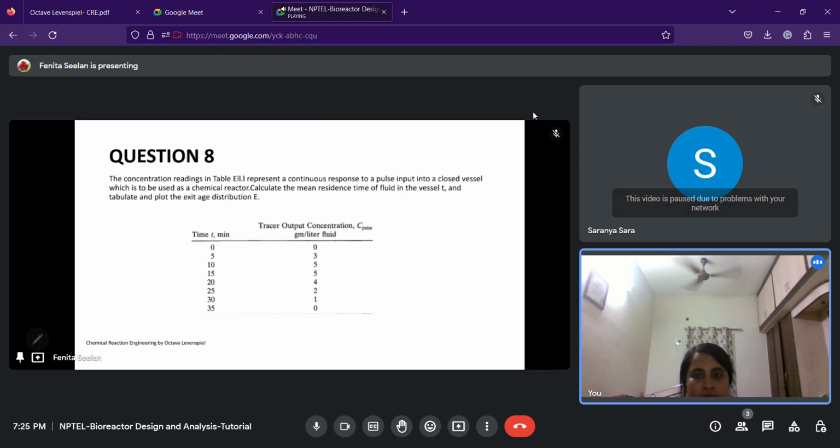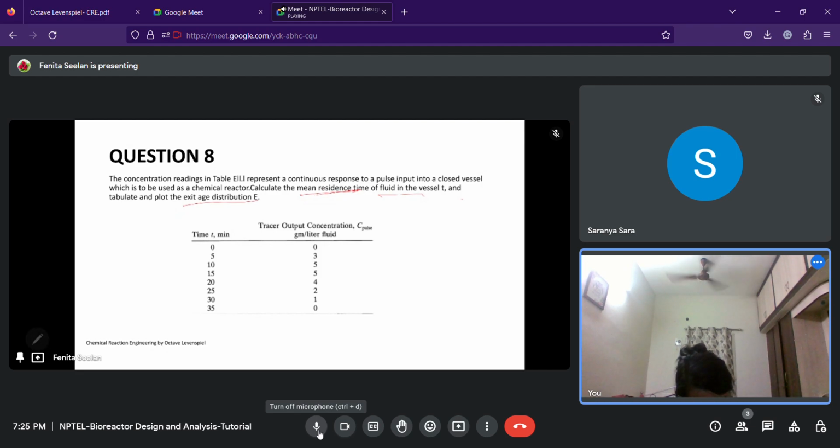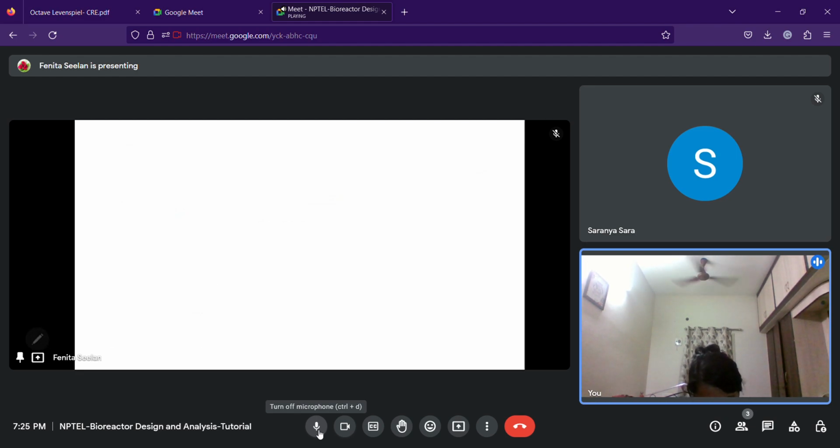Hope you remember things. Okay, so we'll start solving the problem. You were asked to calculate the mean residence time of the fluid in the vessel t, and you were asked to tabulate and give a graph of the exit age distribution E. So how do we calculate the mean residence time?